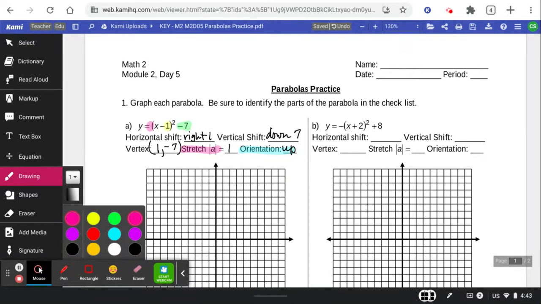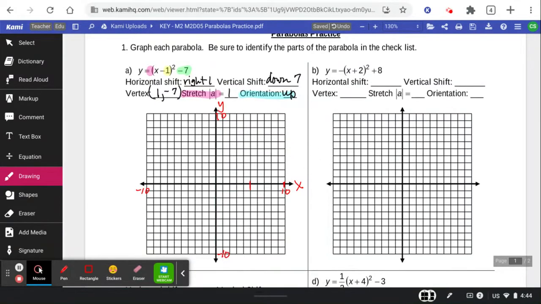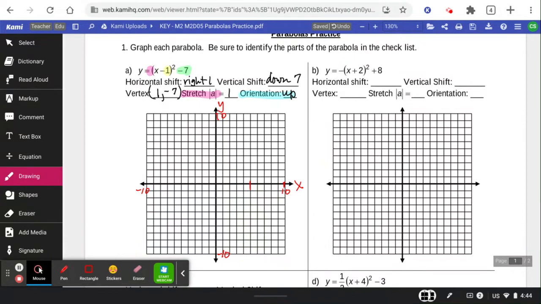So here we go. Let's go put a dot on there. Now I need to label and scale all these graphs. There's X and Y. And this is 1, 2, 3, 4, 5, 6, 7, 8, 9, 10, and -10. So we're going to go put a dot at the 1, -7 mark. 1, 2, 3, 4, 5, 6, 7. So there's my vertex at 1, -7.